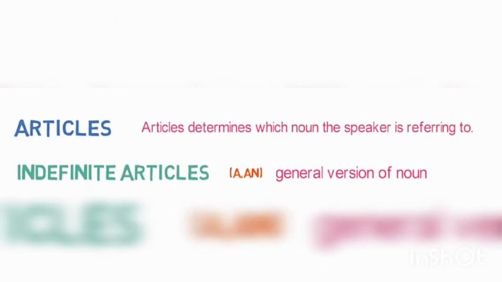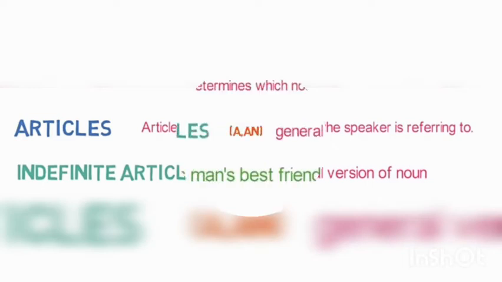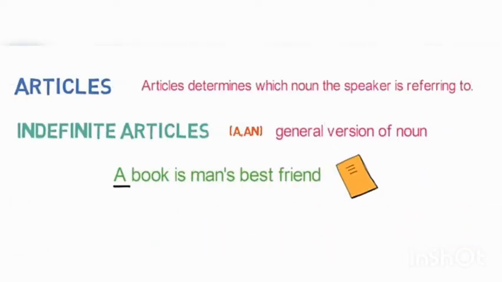Under that we have definite articles and indefinite articles. So a and an are the indefinite articles because they are used for the general version of a noun. See the example, a book is man's best friend. Here we are using a before book, so we are referring to the book in a general sense.